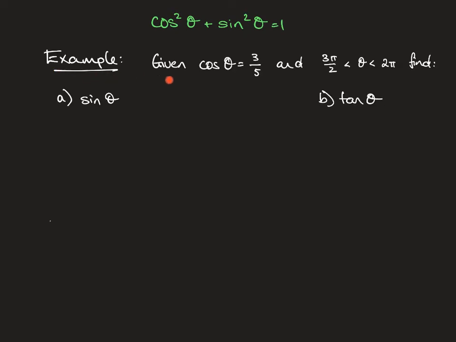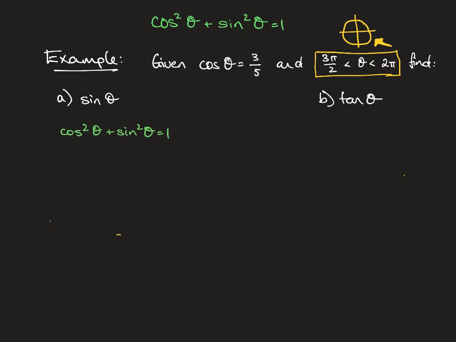So we have, given that cos of theta is 3/5 and 3π/2 is less than theta is less than 2π, which means that this angle here is in the fourth quadrant. We need to find sine of theta. So we're given cos, we need to find sine, so we're going to use our Pythagorean identity to help us. So let's start with that. So there's our Pythagorean identity there.